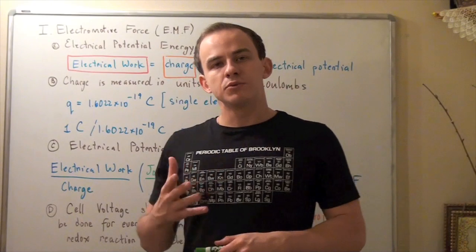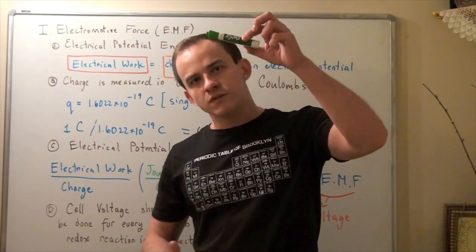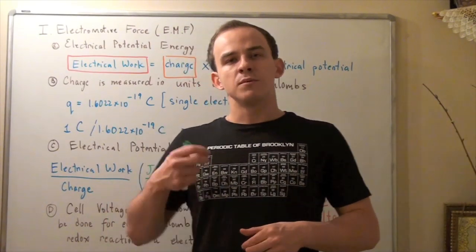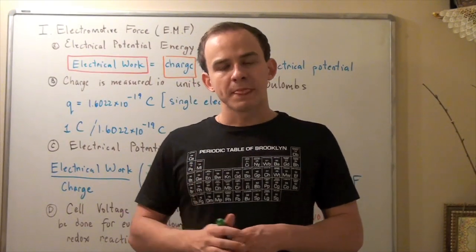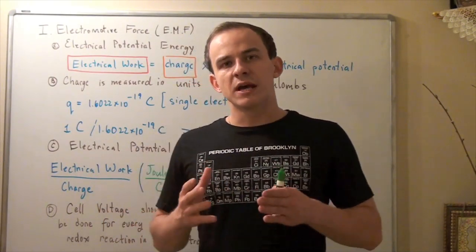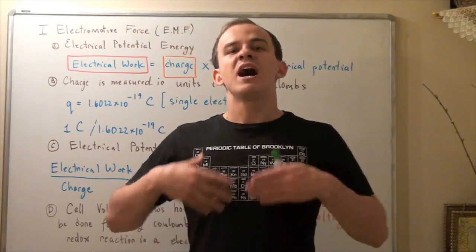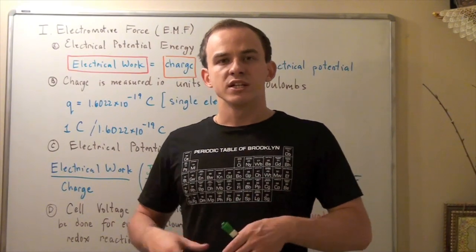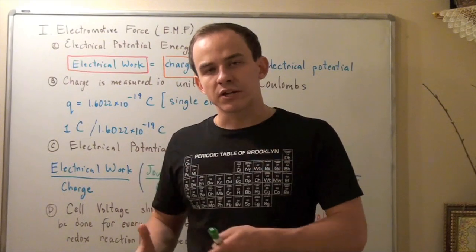So just like an object will travel from an area of higher gravitational potential to an area of lower gravitational potential, so will an electron travel from an area of higher electric potential to an area of lower electric potential. So that means in electrochemical cells called voltaic cells, electrons flow from the higher electric potential electrode to the lower electric potential electrode. So that means they travel from the anode electrode to the cathode electrode.